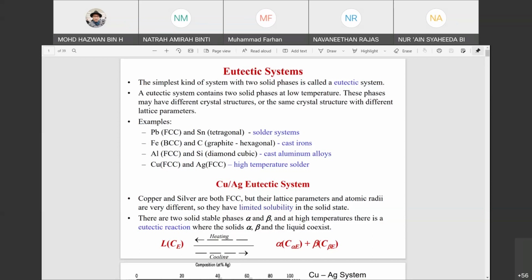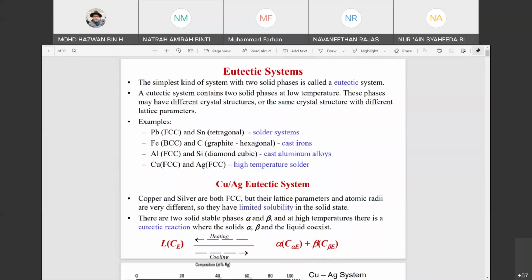but I believe it is something you can look at from your e-learning. Okay, so we have a few examples of eutectic systems. I think literally we have looked at copper-silver and also lead-tin. Most of these alloys are basically used as soldering materials.